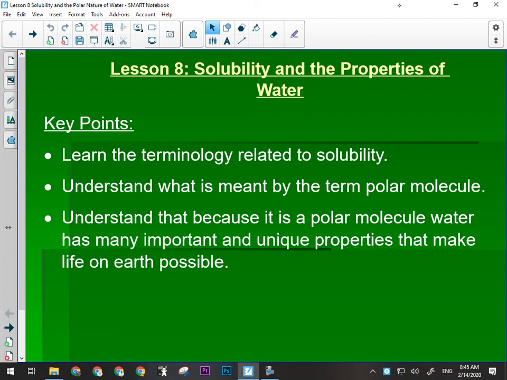We're going to look at what's meant by the term polar molecule, because we're also going to talk about why water is basically the exception to every rule we have in chemistry, and why it behaves the way it does. We're going to understand that because water is a polar molecule, it has lots of important properties, and life depends on a lot of those simple physical properties.